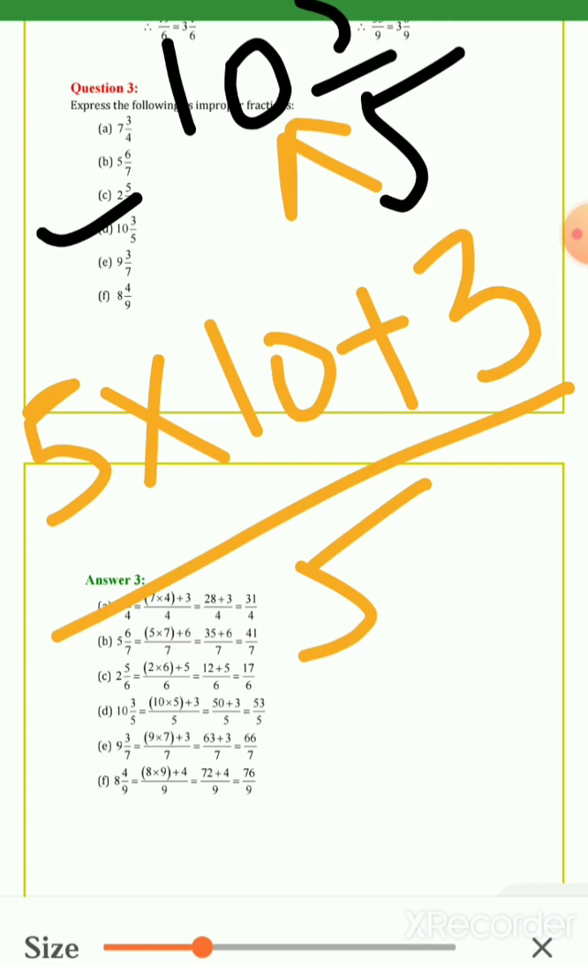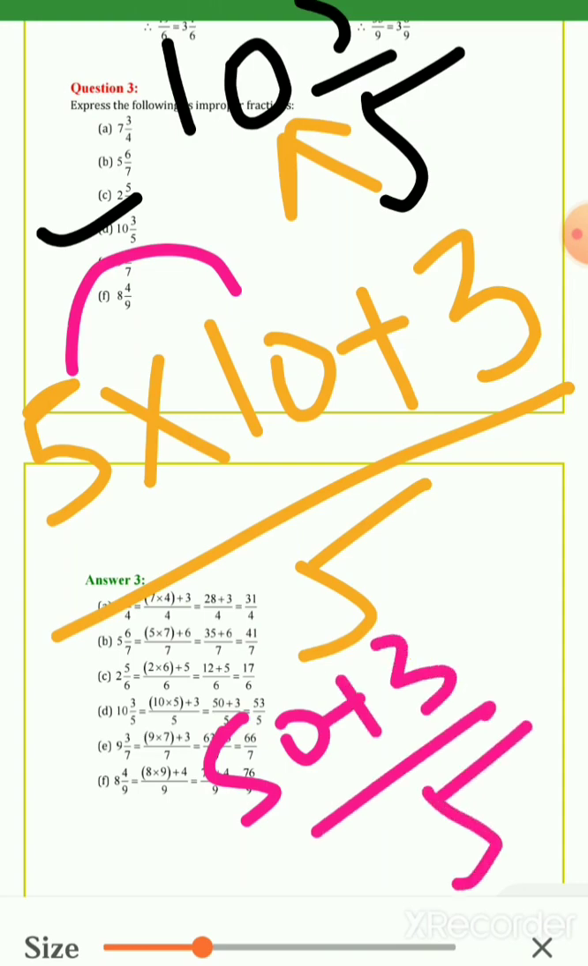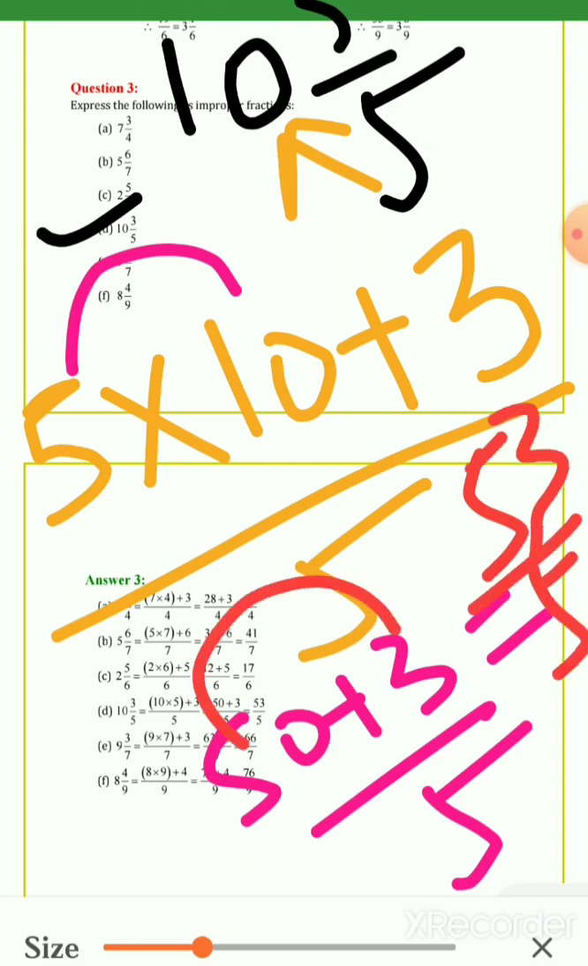Okay, now we have 10 fives are 50, 50 plus 3 by 5. Now we have the answer, that is 53 by 5, because 50 plus 3 is 53. 53 by 5 is our answer. That is an improper fraction, because the numerator 53 is greater than the denominator 5. So it is an improper fraction.